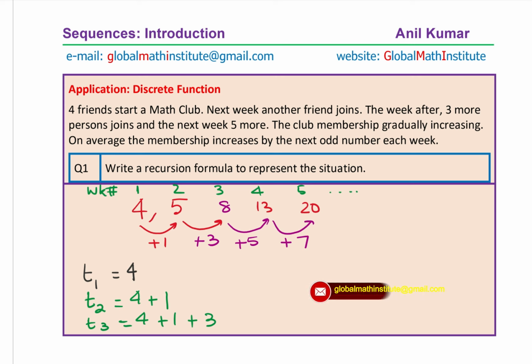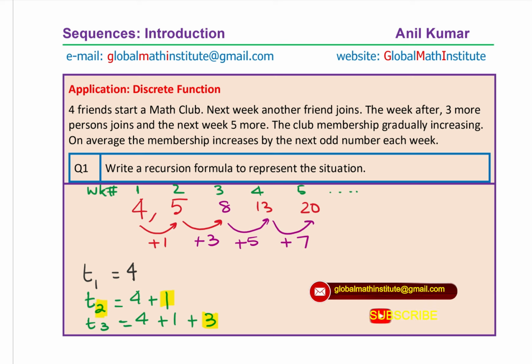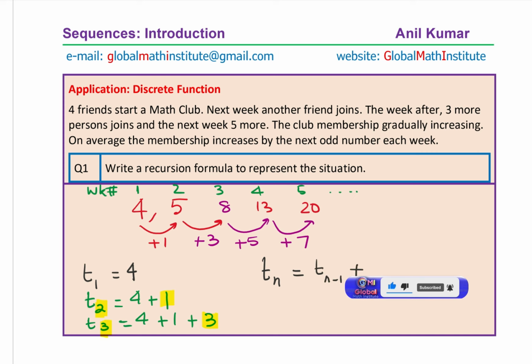How do we relate this additional number to the previous number when we are writing the iterative formula? Perfect. So in the second term, we are adding 1. In the third term, we are adding 3. So what we are trying to do here is that Tn, the nth term, is related with the previous term, Tn minus 1. And to that, we add an odd number, right? So always we are adding an odd number. Think about it like this, an odd number.